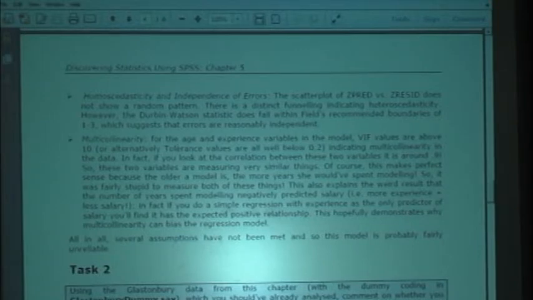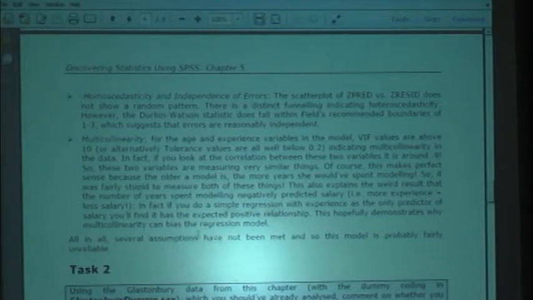Multicollinearity for the age and experience variables in the model: the VIFs are above 10, or alternatively the tolerance is below 0.2, indicating multicollinearity. These two variables are measuring very similar things. Of course, this makes perfect sense because the older the model is, the more years she would have spent modeling. So it's fairly stupid to measure both of these things. This also explains the weird result that the number of years spent modeling negatively predicts salary.